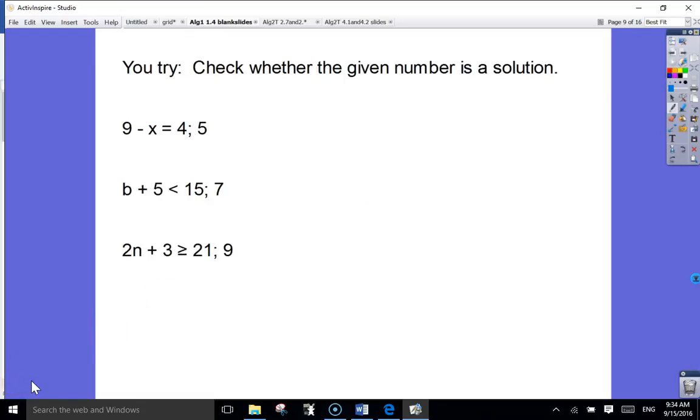For the first one. Connor. Yeah, you should have written 9 minus 5 equals 4, 4 equals 4. So that is a solution. Okay, who's got the second one? Go ahead, Evan.